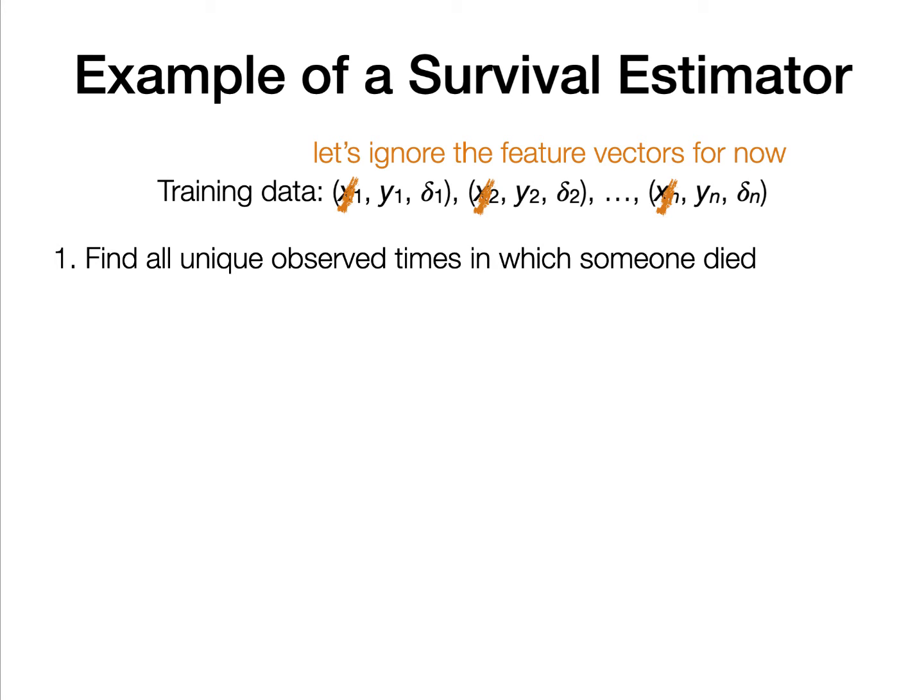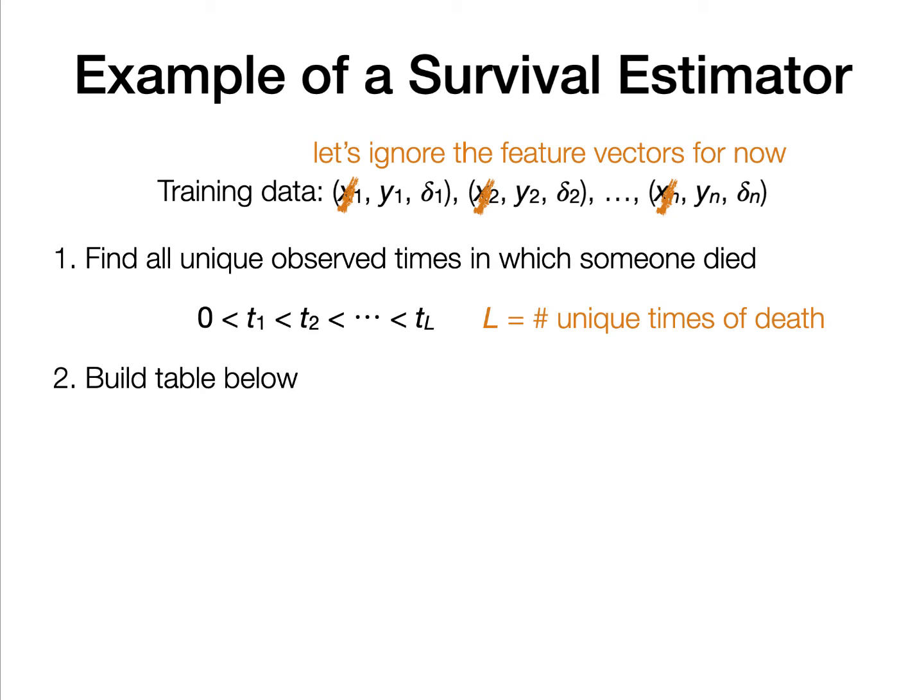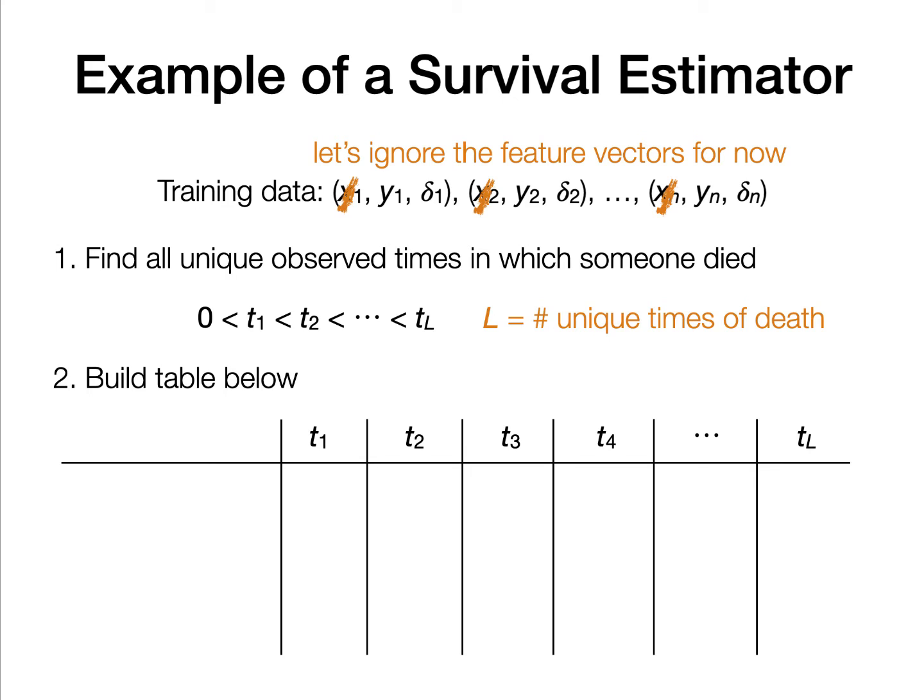What we can do is look at all the unique observed times in which there was actually a death that occurred. Okay? So I'm going to call those T1, T2, all the way up to T capital L, where L is the number of unique times of death. Then I'm going to build the following table. So I have my different times T1, T2 up to TL. And at each of these time points, I'm going to keep track of how many people died at that time point. Okay? So this will be D1, D2, D3, all the way up to DL.